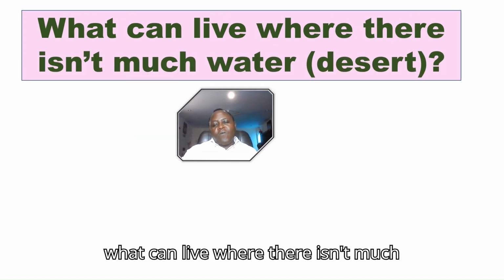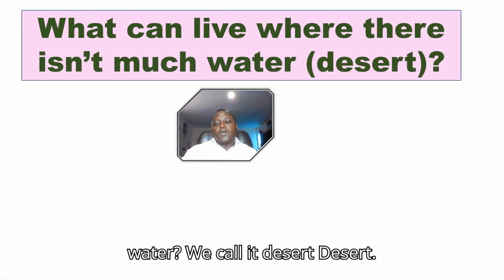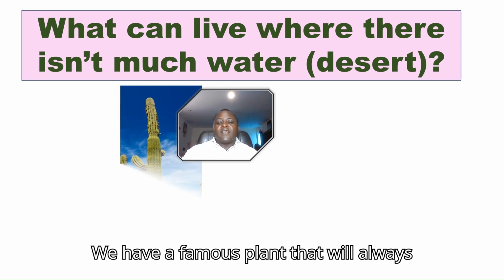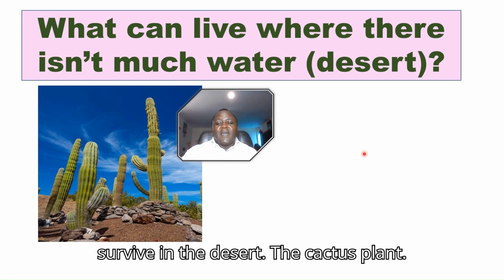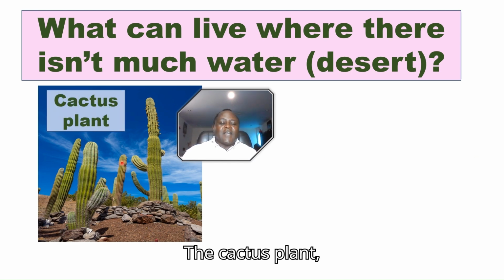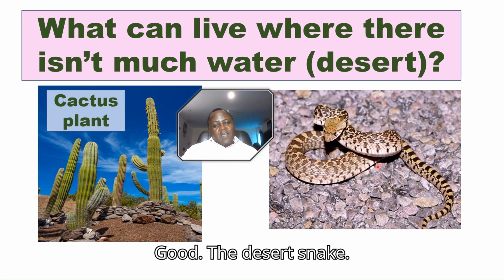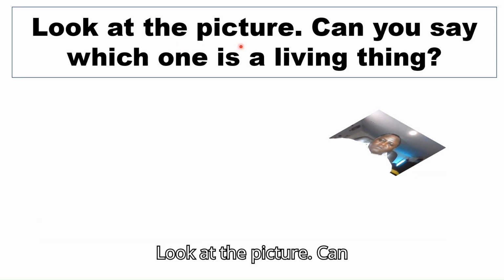What can live where there isn't much water? We call it desert. We have a famous plant that will always survive in the desert. The cactus plant. Good. The desert snake.